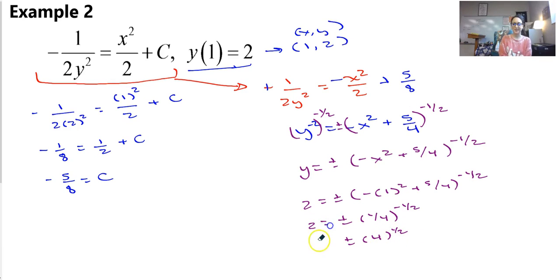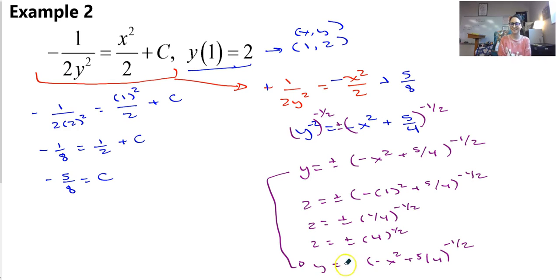So which sign, the positive or the negative, makes this a true statement? The positive. So my final answer is y equals plus or minus -x squared plus 5/4, all to the -1/2. Sorry, not plus or minus there. We want just the positive branch, right? So you can leave it off or put a plus there.